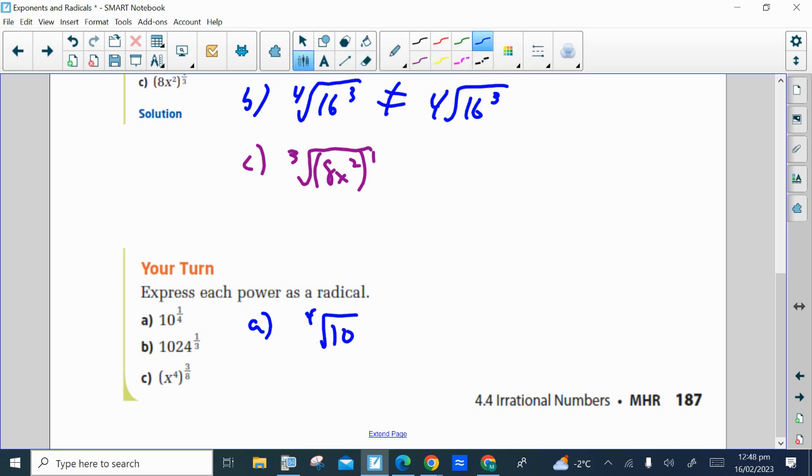It needs to be raised and small to show that it's the 4th root, not 4 times the root of 10. And then we can put power 1 there. Not required, but the numerator is 1. Question B. Sophia?